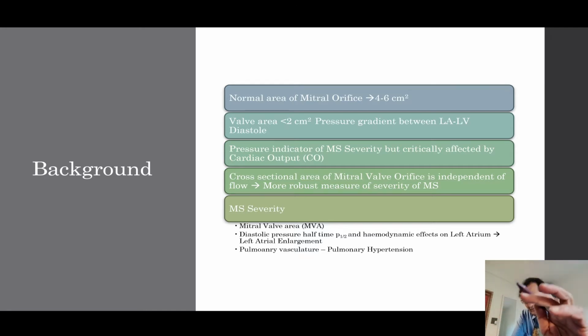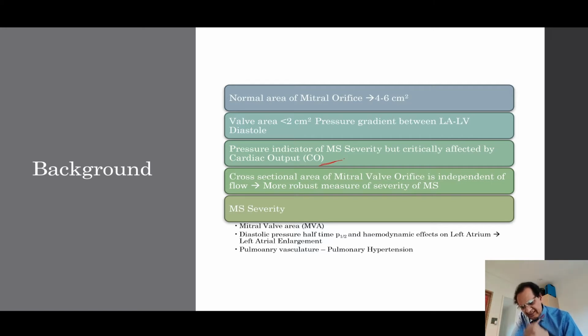Keep it in mind: when the valve area becomes less than 2 square centimeters, a pressure gradient develops between the left atrium and the ventricle during diastole. The pressure indicator of severity is critically affected by the cardiac output. If the cardiac output is more or the pulse rate is high, these are the two things that increase the gradient. Keep this in mind, that the cardiac output and the heart rate increase the gradient across the mitral valve.